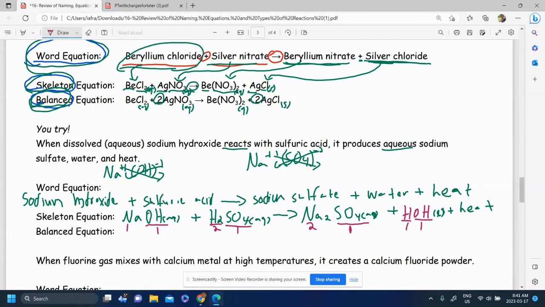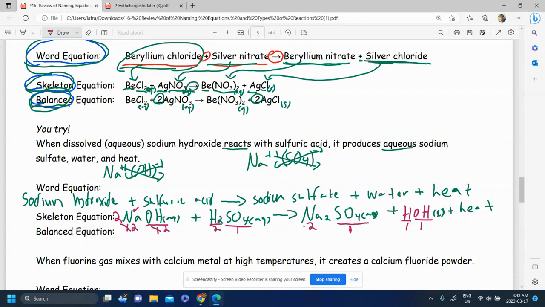So I'm going to choose to try to balance something here. I'm going to try to balance the sodiums first. So I have two sodiums over here. I'm going to try to make two sodiums here by putting a 2 over here. When I do that, that multiplies everything by 2. So this is now 2 sodiums, 2 hydroxides. So my sodiums are good now.